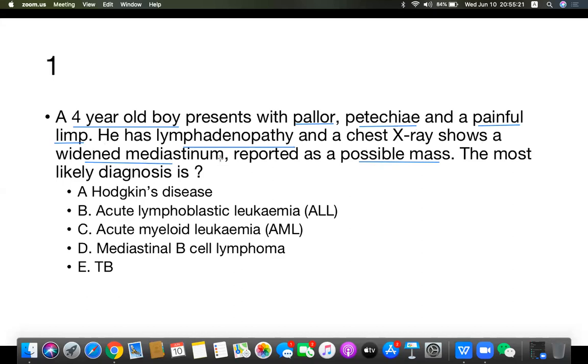So if you combine all these things together, according to the age, ALL is the most likely diagnosis, because ALL is most common. You have studied that, isn't it? It is common between 2 to 6 years of age in a male child, with typical features of anemia, thrombocytopenia, as well as infection. This can be considered as an infection of the bone or joint. Lymphadenopathy is also there, and the mediastinum is also widened.